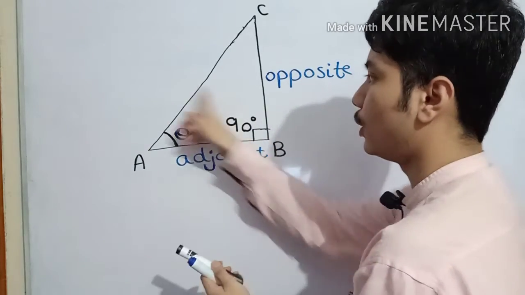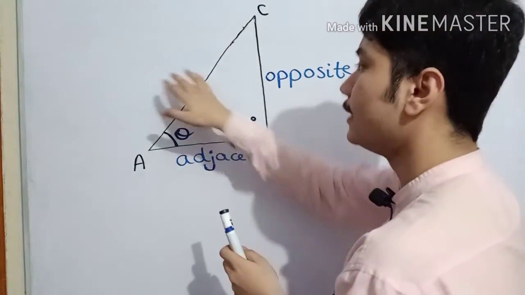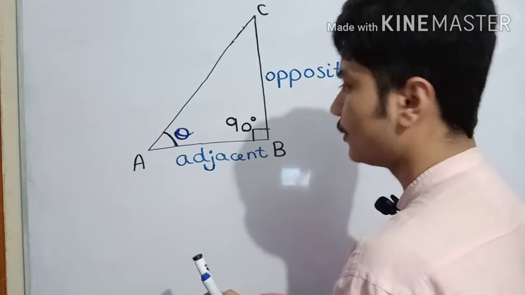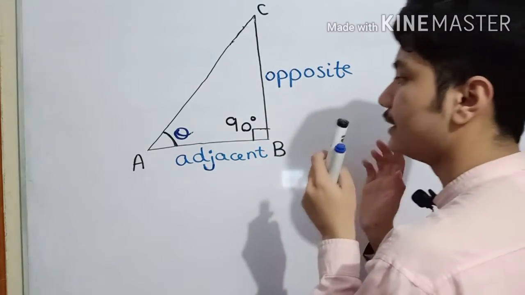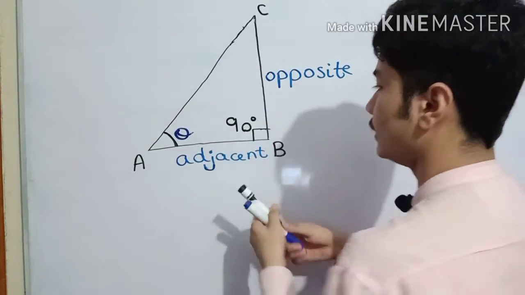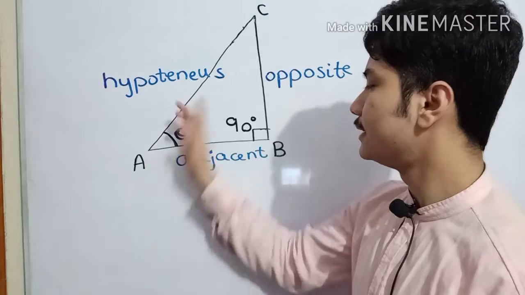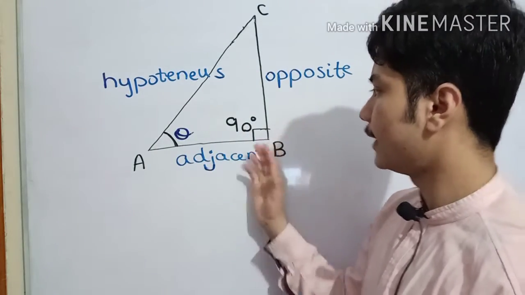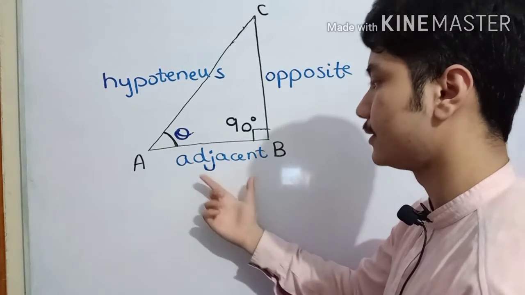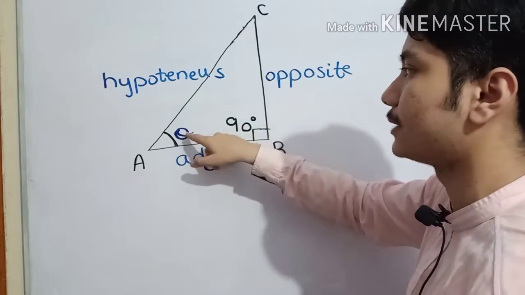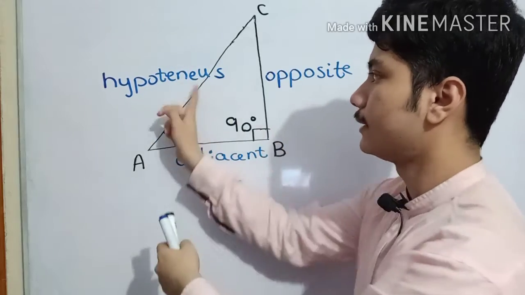Now because this is opposite, we have to name this side as opposite, but we will not name this side as opposite because we already named side BC as opposite. So instead, we will name this side as hypotenuse. These are the sides of a right angle triangle: the side adjacent to angle theta is called adjacent, the side opposite to angle theta is called opposite, and the side opposite to 90 degrees is called hypotenuse.